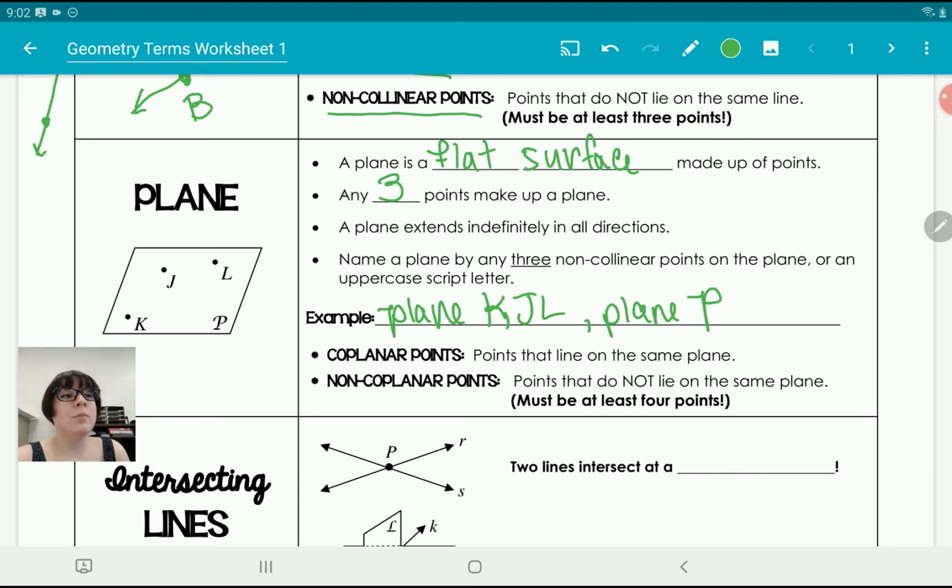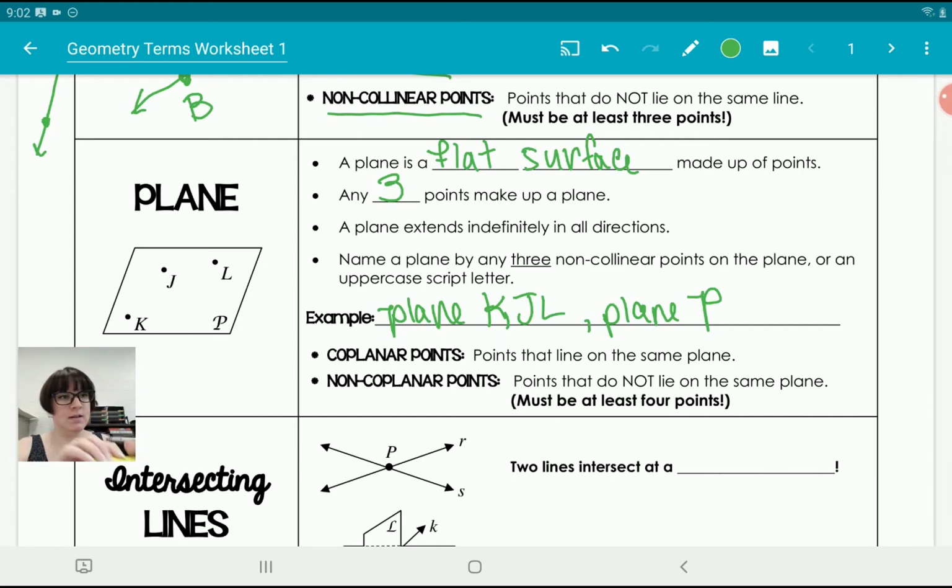So coplanar points are points that lie on the same plane. So for example, if you look at just a sheet of paper, I'm going to use a sticky note for an example. If we have 3 points on it, A, B, and C, all 3 of those are on the same plane. So they would be coplanar points.